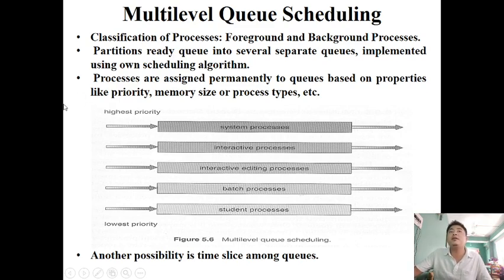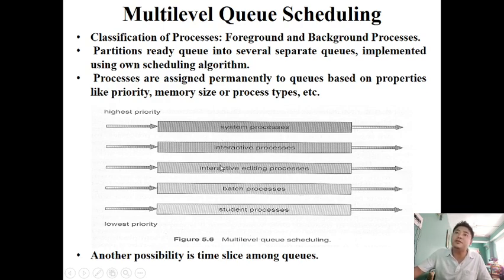So whenever any job is brought from the job pool to the ready queue, it will see its nature, and based on the nature, for example, suppose the priority is very low, memory requirement is very high, and the type of the process is a very background process, or a student process, then such a process will be assigned into the student process queue. So these square brackets are the queues. Now there may be some process whose memory requirement is very low, priority is very high, and which is considered to be an interactive process, then it will be put into the interactive process queue.